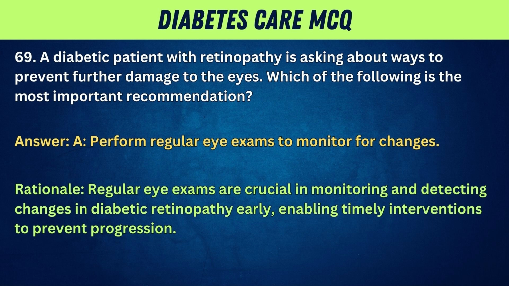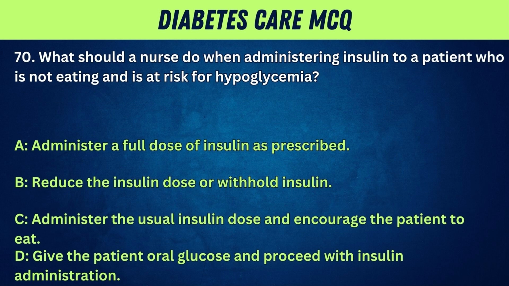Rationale. Regular eye exams are crucial in monitoring and detecting changes in diabetic retinopathy early, enabling timely interventions to prevent progression. 70. What should a nurse do when administering insulin to a patient who is not eating and is at risk for hypoglycemia? A. Administer a full dose of insulin as prescribed.